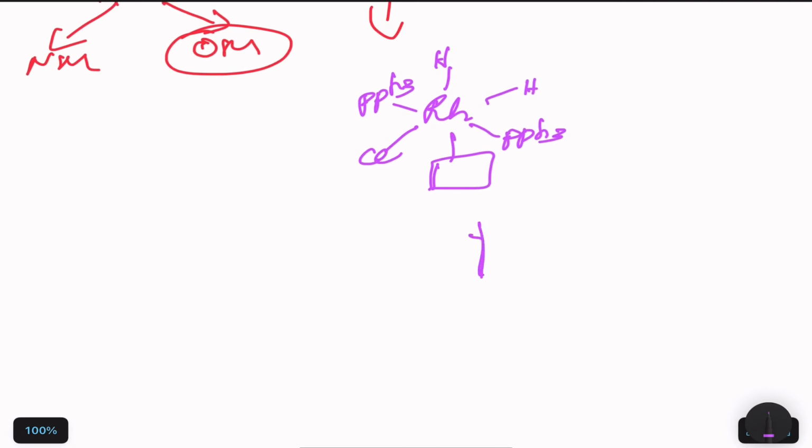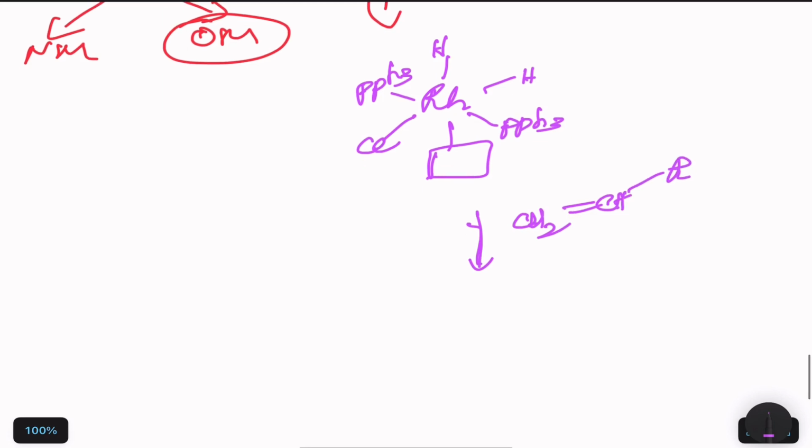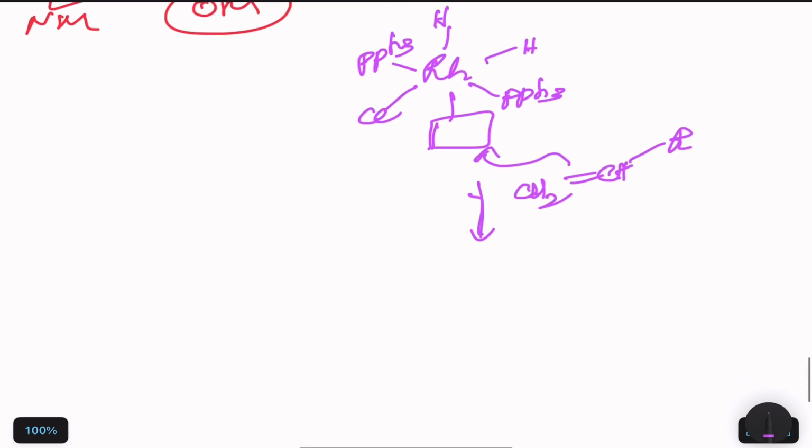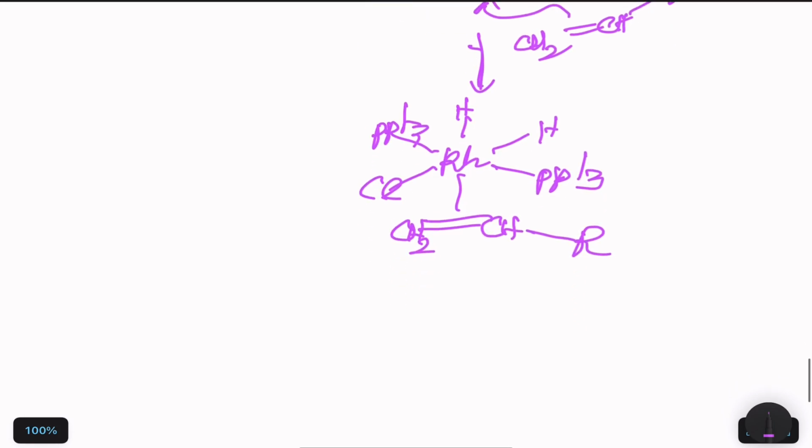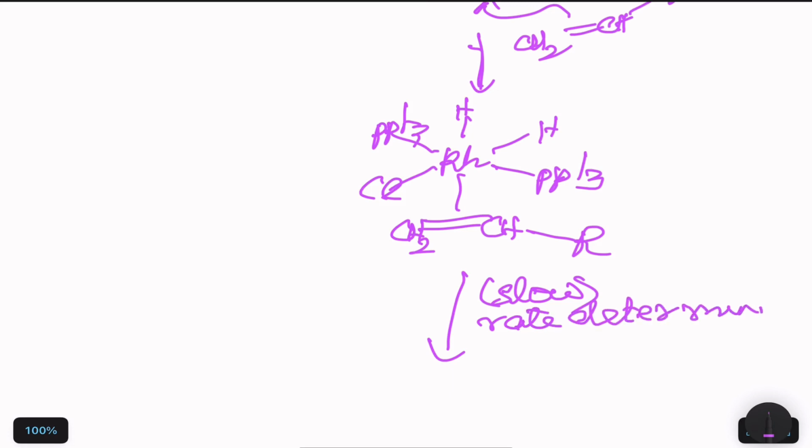So what will be the next step? Of course, the alkene is going to add in the next step. This is the alkene group, and it is going to this vacant space. Rhodium, hydrogen, hydrogen, triphenylphosphine, and then chlorine, and now our alkene is attached here. Now what is the next step? This is the slow step, which means it is the rate determining step. It is migratory insertion.